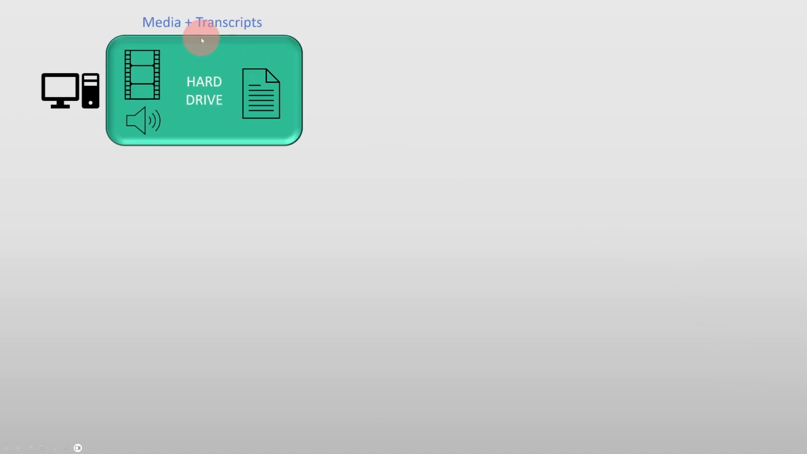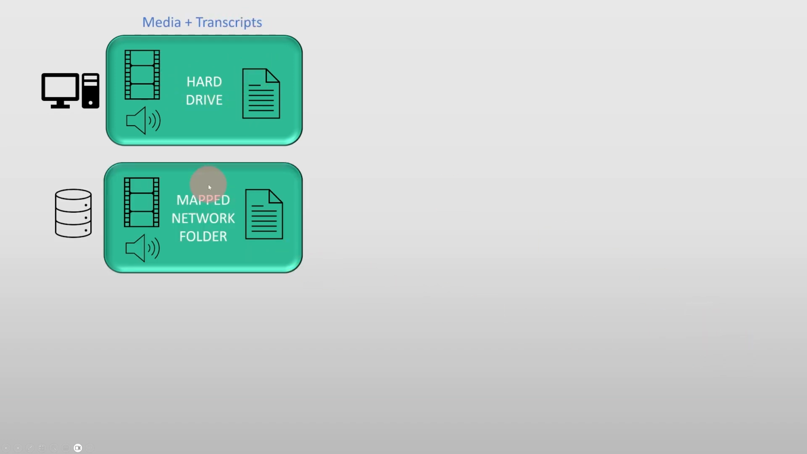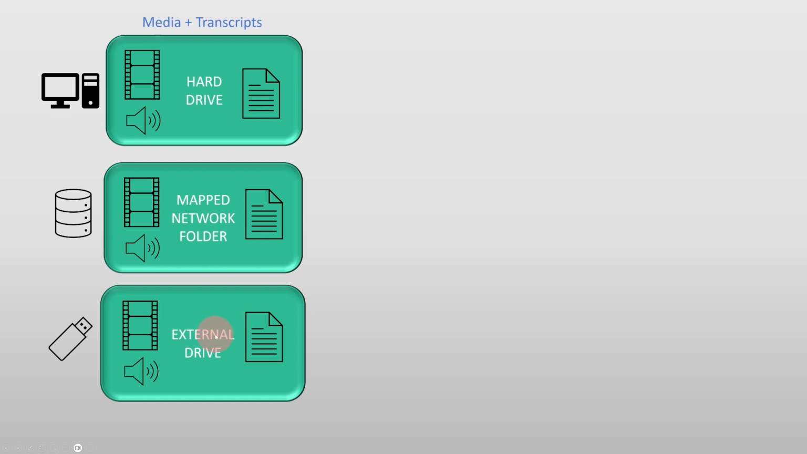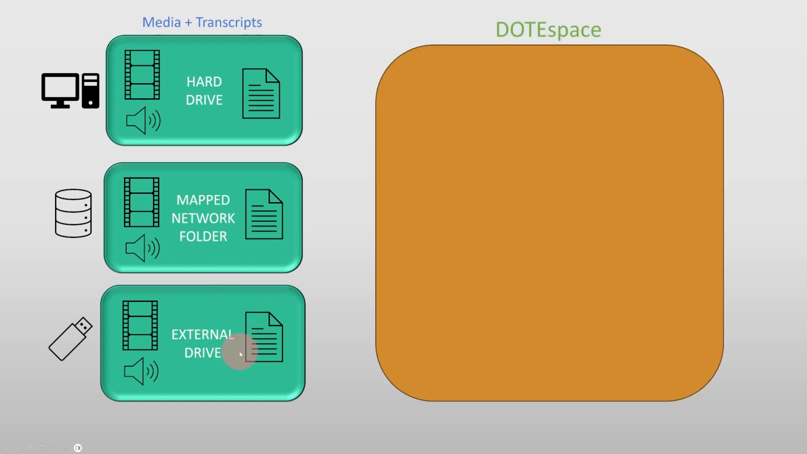Well, we might have on our hard drive a number of media and transcripts which we created with DOTE. We might have on our mapped network folder, and not the cloud, but a mapped network folder with a drive name, and an external drive that we plugged in. It could be a USB, USB-C, it could be an SSD drive or just an ordinary hard drive. We can store across all of this. We can have multiple external drives. As long as these are DOTE projects and transcripts, we can assemble them into one DOTE space.